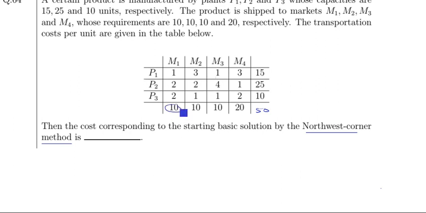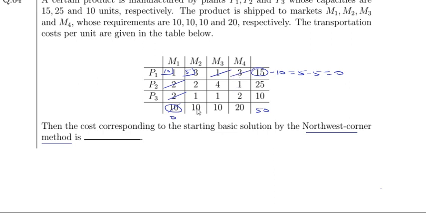Here 10, 15. So we can allocate 10 here. 10 minus 10 is 0, and 15 minus 10 will be 5. For this column we cannot allocate, so we will cancel this column. Next we will allocate to this cell. The minimum of 5 and 10 is 5, so we can allocate 5. 5 minus 5 is 0, so we can cancel this row.